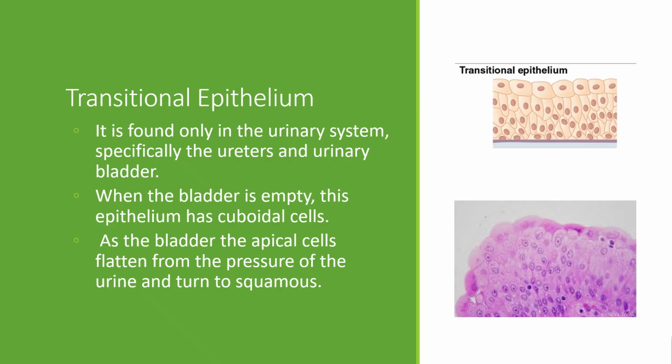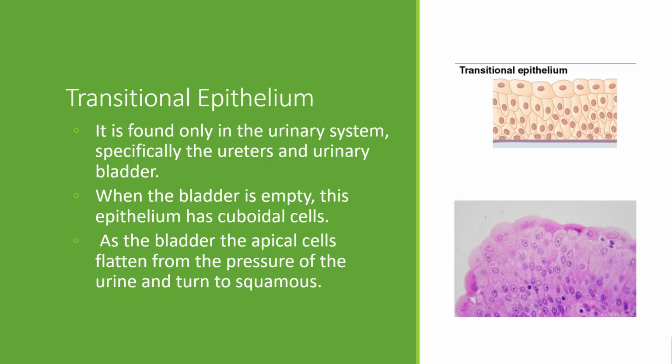And then the last of the epithelial tissues we want to know about is transitional epithelium. It is found only in the urinary system, especially in the ureters, but primarily in the urinary bladder. When the bladder is empty, because this is lining the bladder, the epithelial tissue looks like cuboidal cells. But as the bladder fills up, those apical cells, the ones closest to the inside of the bladder, are flattened by the pressure of the urine and they look squamous. So it just depends on whether the bladder is full or not.